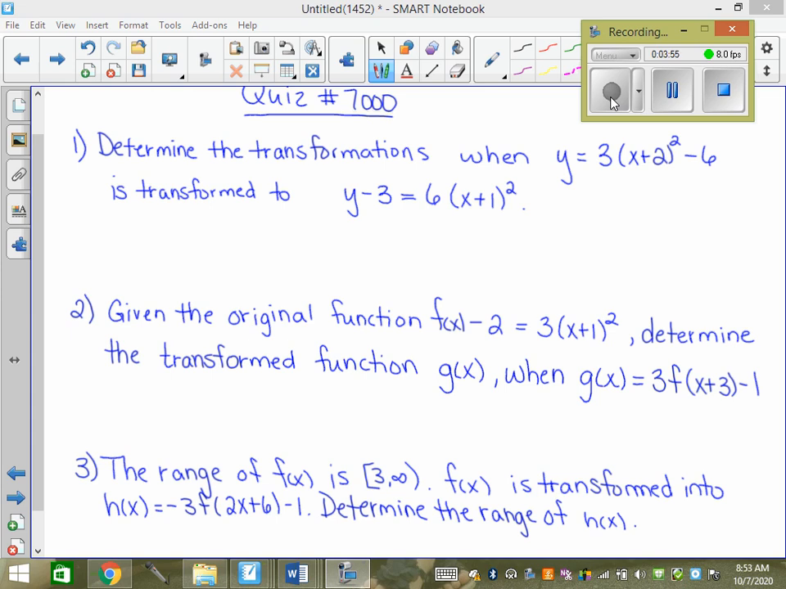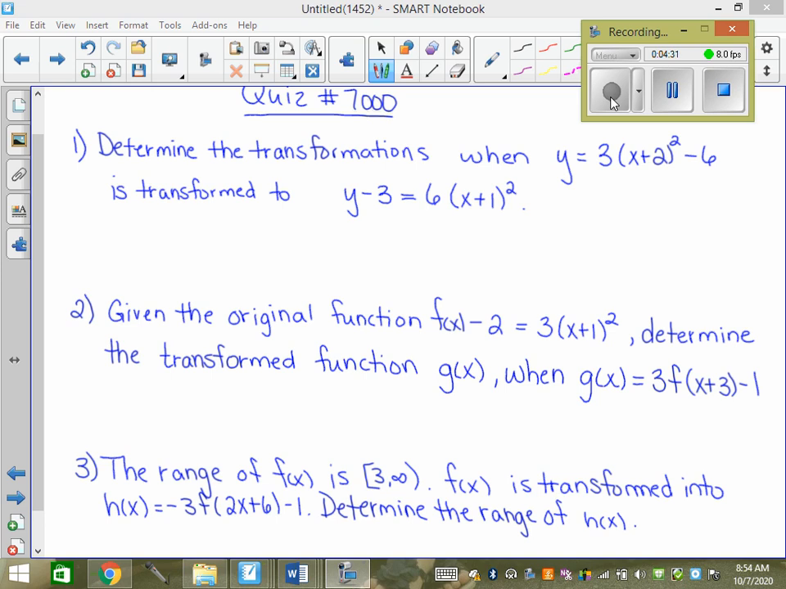All right. So 1 and 2 are similar questions asked in a different way. If you look at number 1, it says determine the transformations when y equals 3, (x plus 2) squared minus 6 is transformed to y minus 3 equals 6(x plus 1) squared. So we are going from a graph of a parabola to a new graph of a parabola, and we have to see what we have to do to the graph of the first parabola to move it on top of the graph of the other parabola, right? That's what 1 is asking.